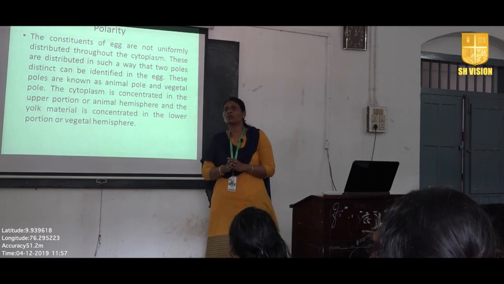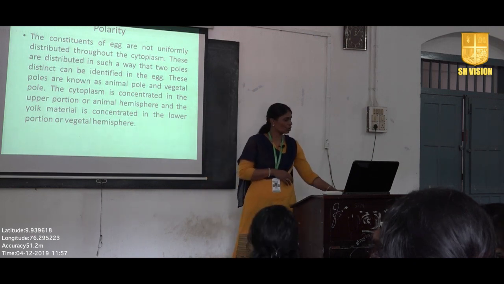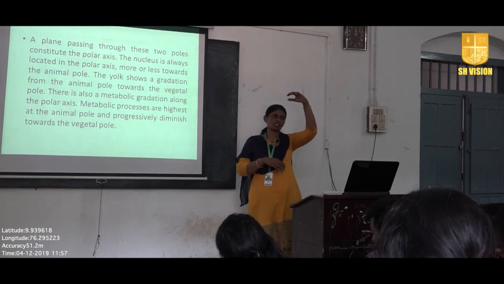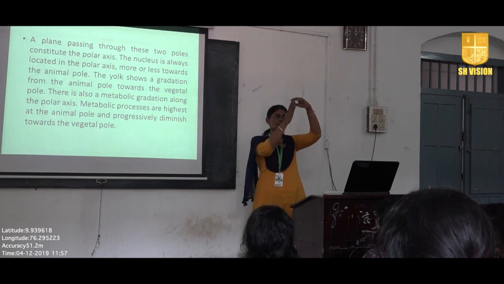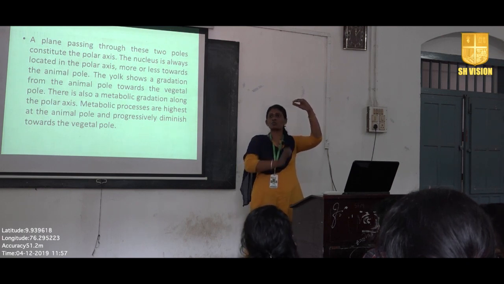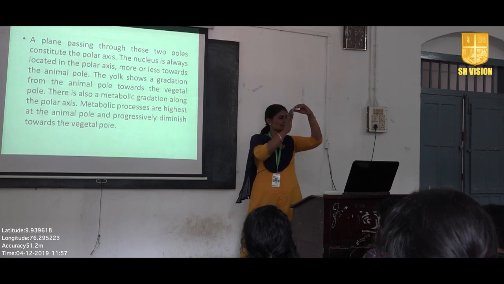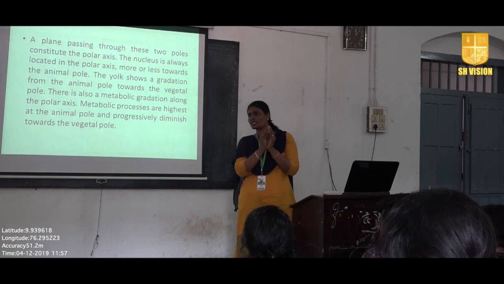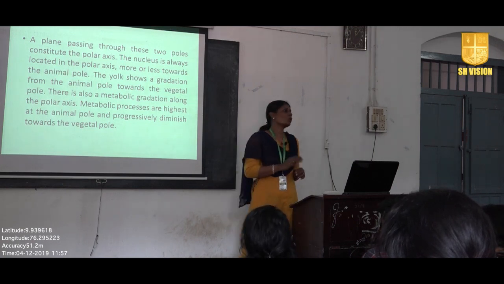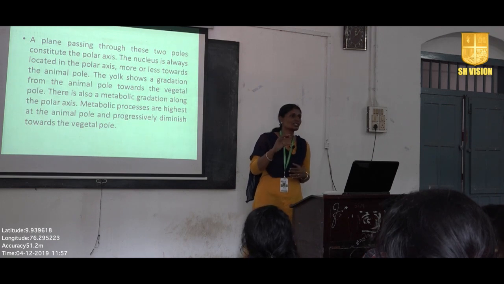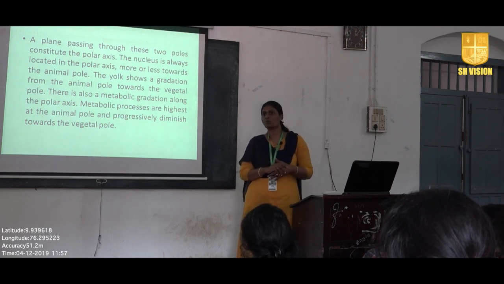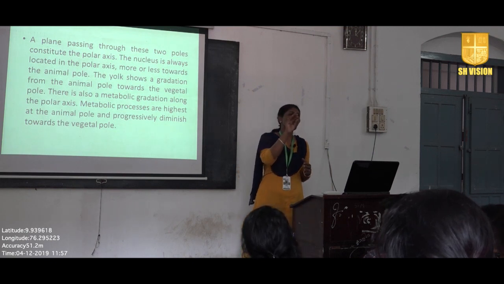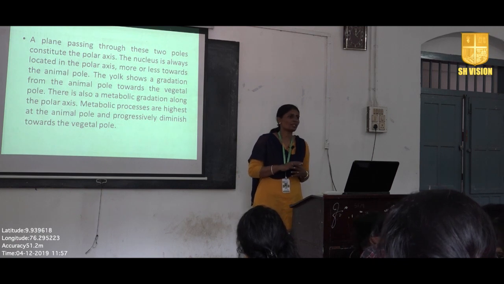The embryo is found towards the animal pole, then you have a plane passing. If the animal pole is on top and the vegetal pole is below, you have a plane connecting these two poles, and within this axis, which is known as the polar axis, lies a nucleus. And mostly when the yolk is more, the nucleus is displaced towards the animal pole. You have an animal pole and a vegetal pole. The nucleus is more oriented towards the animal pole.